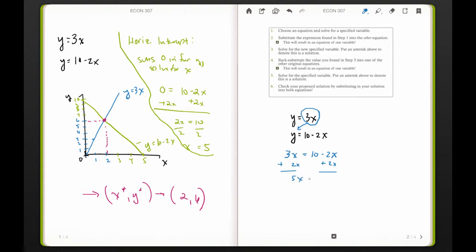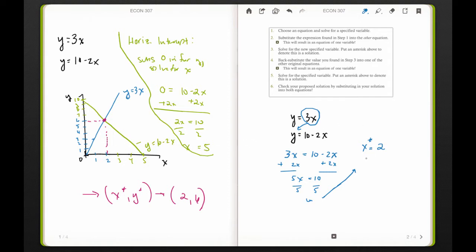We're going to get 5x equals 10. Then I'm going to divide by 5. And I get, let me put it up here, x star, I'm going to call it x star to denote that it's a solution to this system, is equal to 2. And that corresponds to our graph, so that's pretty good.